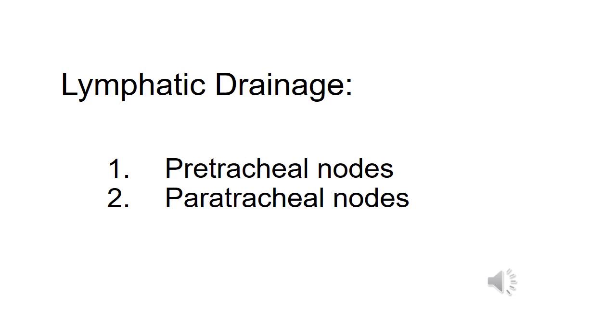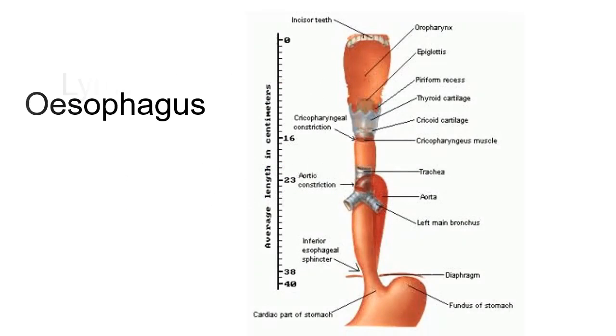Now let's begin with the anatomical features of esophagus. Esophagus is a narrow muscular tube forming the food passage between the pharynx and the stomach. This whole orange part you can see in this image is the esophagus. It extends from the lower part of the neck to the upper part of the abdomen. The esophagus is about 25 cm long.